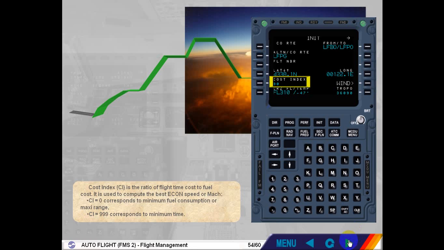Econ speed or Mach. CI equals 0 corresponds to minimum fuel consumption or maxi range. CI equals 999 corresponds to minimum time.